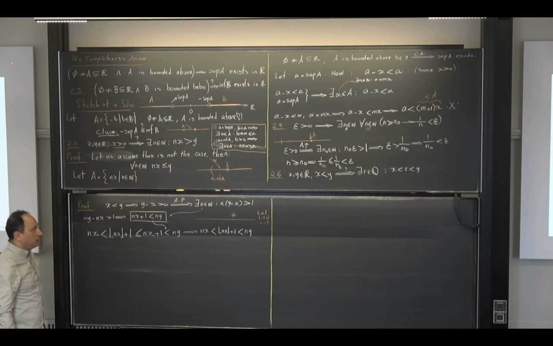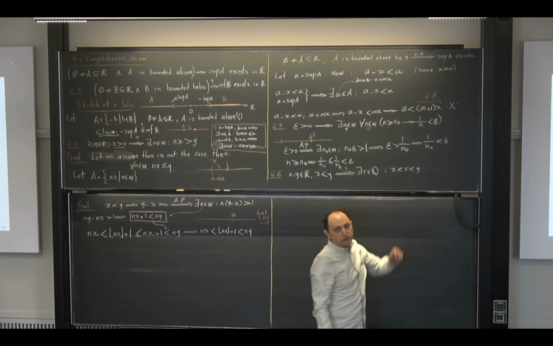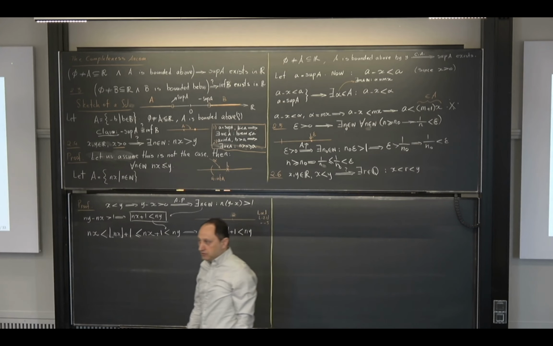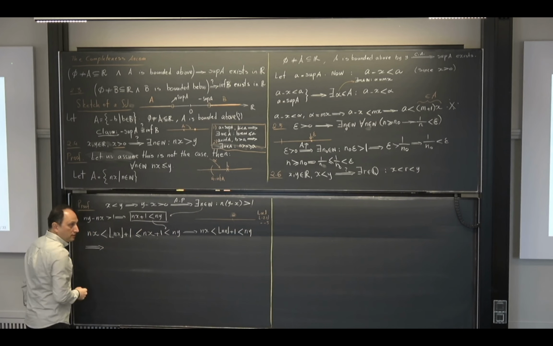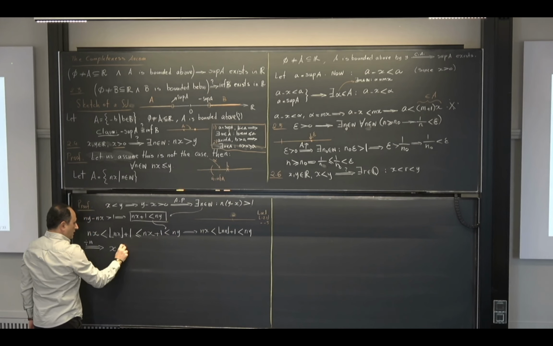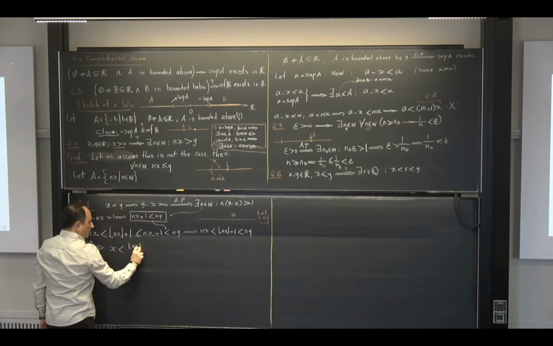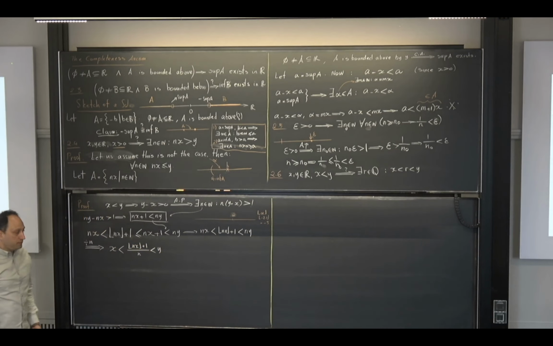What was the goal? My goal was to guarantee the existence of at least a rational number between x and y. So what should I do? Divide by n. Yes, divide by n. So this becomes x, that becomes the floor of nx plus 1 divided by n, and this becomes y. Is the proof finished? Yes.